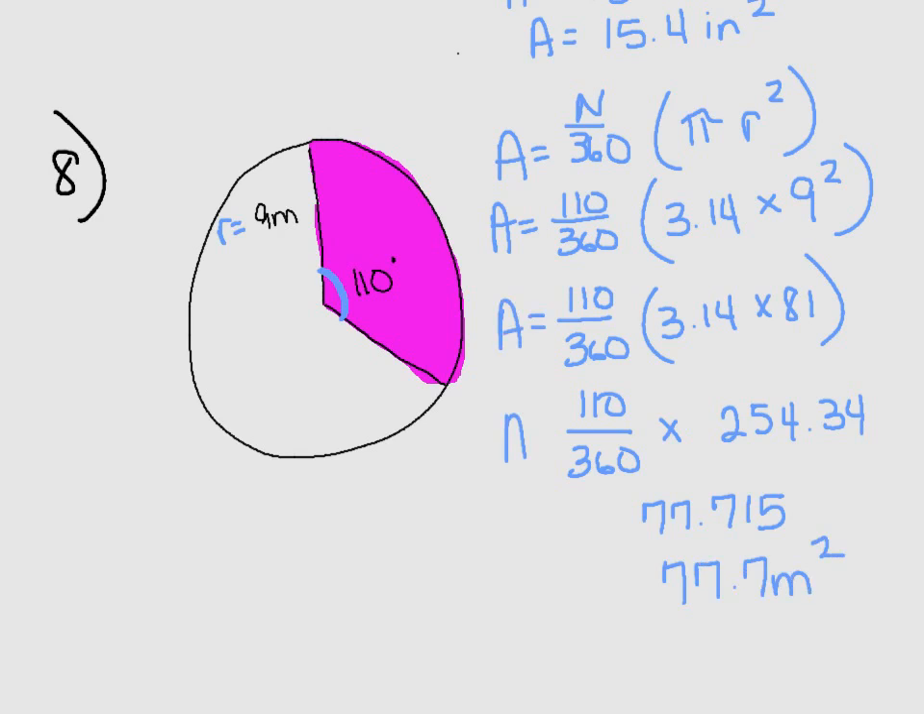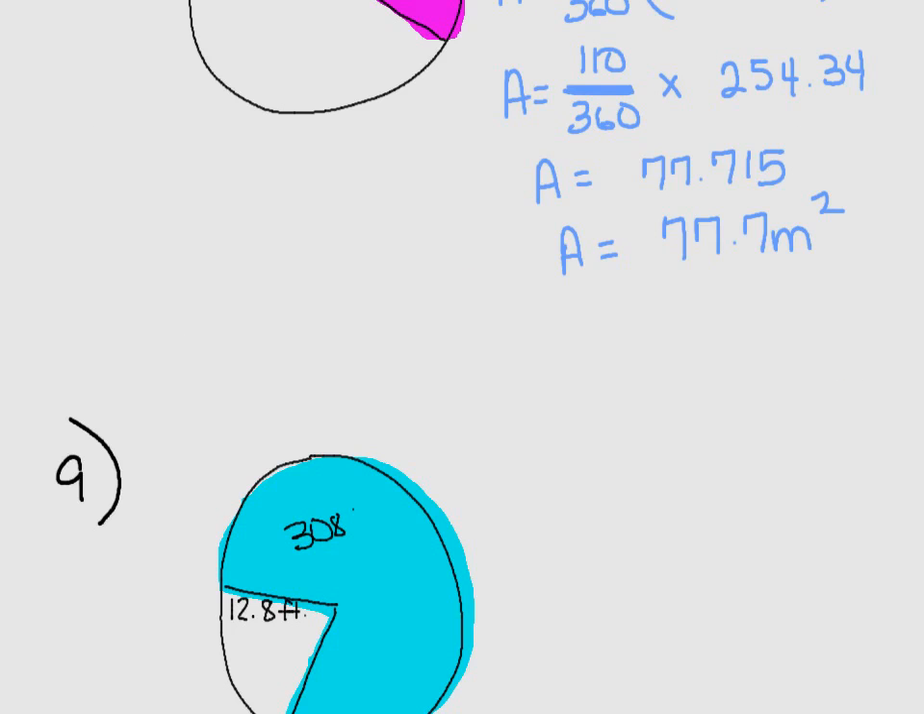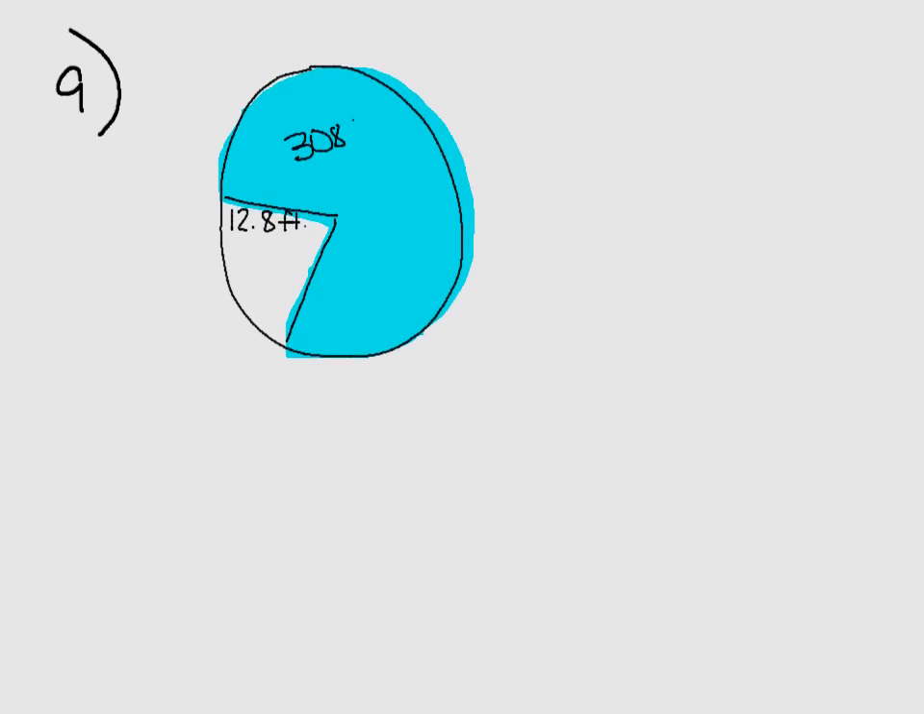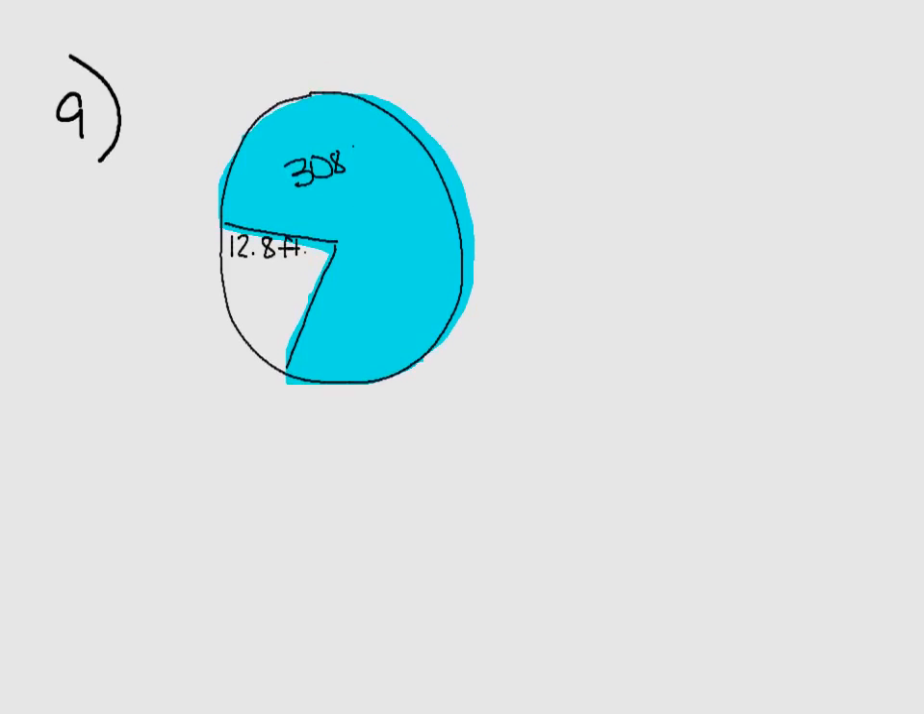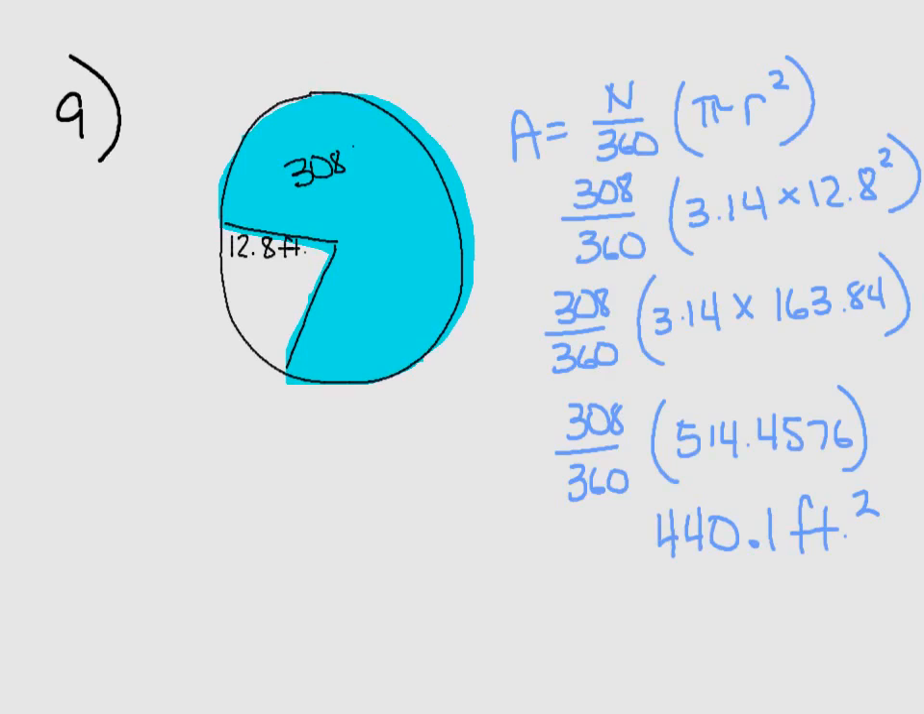Because we don't want too many rounding issues, let's all do it the same way. We're not going to do the division of n over 360 until the very last step. Okay, number 9, on your own. Pause the video, please. Okay, please check your work.